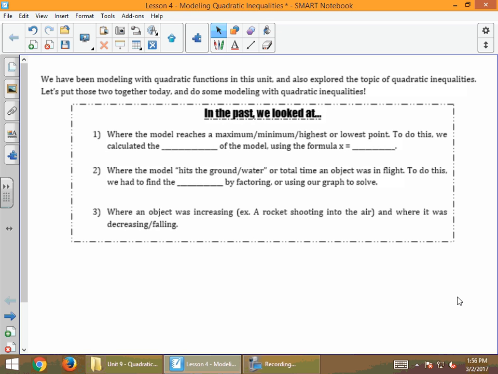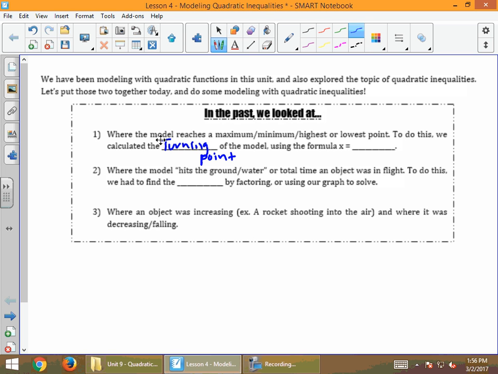In the past, when we're asked where the model, like a rocket or a ball or something like that, reaches a maximum or a minimum, highest or lowest height or point, what did we try to calculate? Yeah, the turning point or the vertex. Both are the same thing.